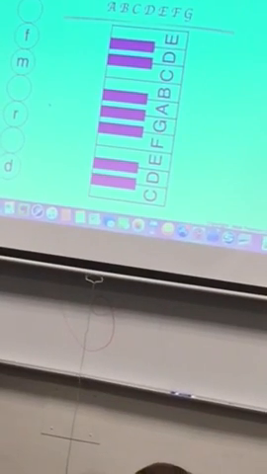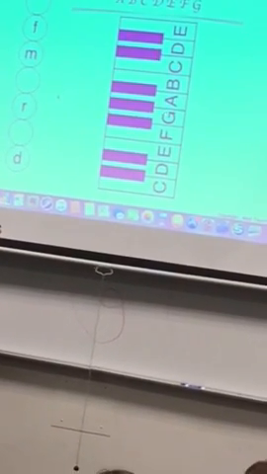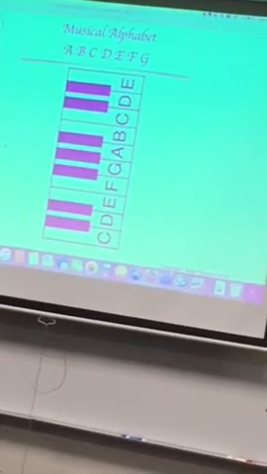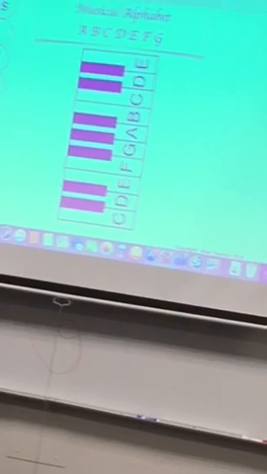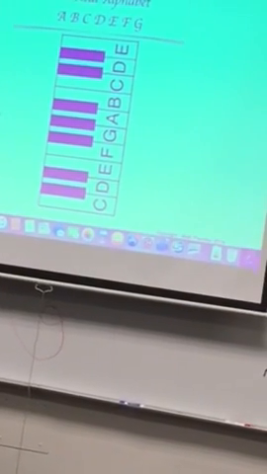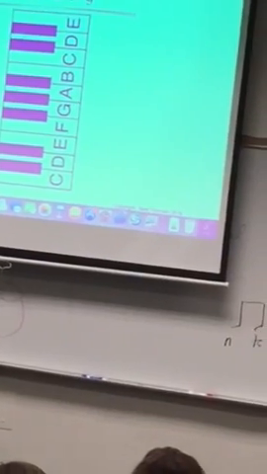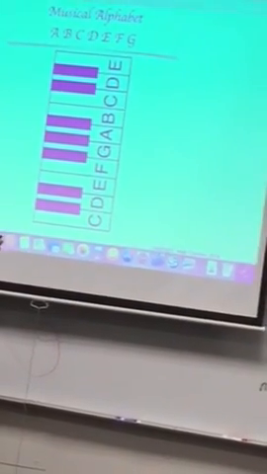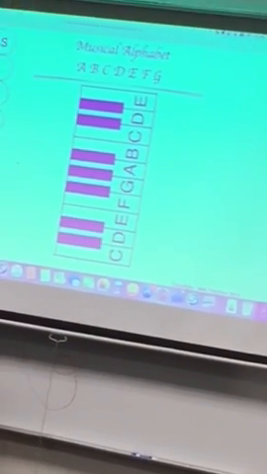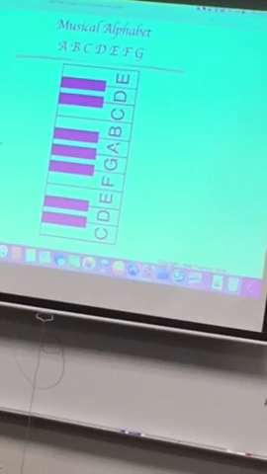So let's start right here. Do to re, or F to G is a, ready, go. F to G is a whole step. G to A is a whole step. A to B. Wait. A to B. What's A to B? It's a whole step, so it can't be A to B. What's it got to be? It's got to be a half step.